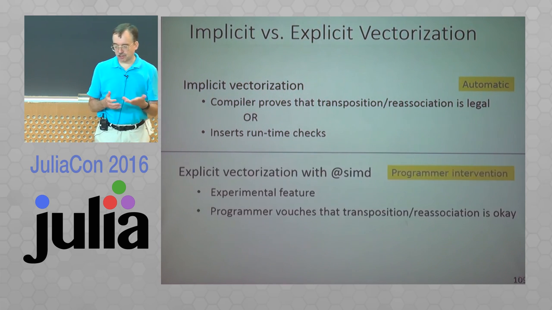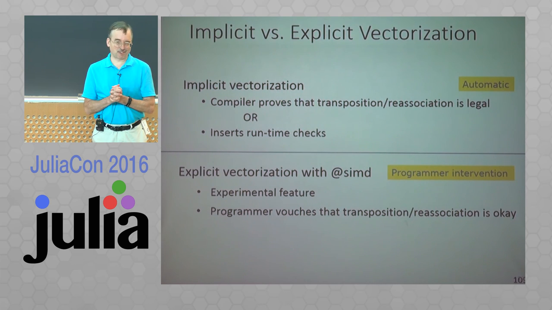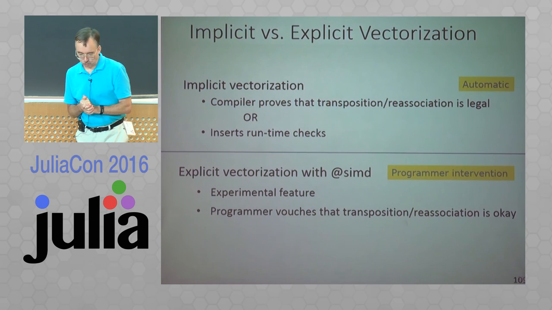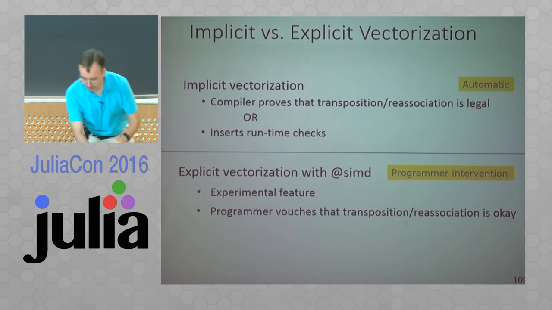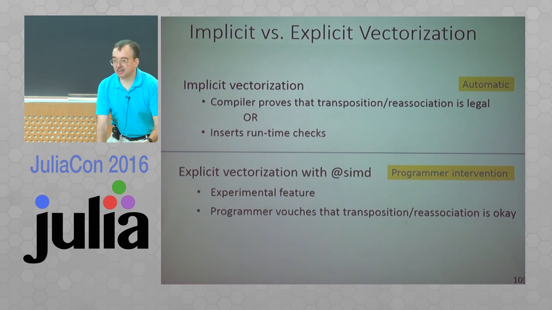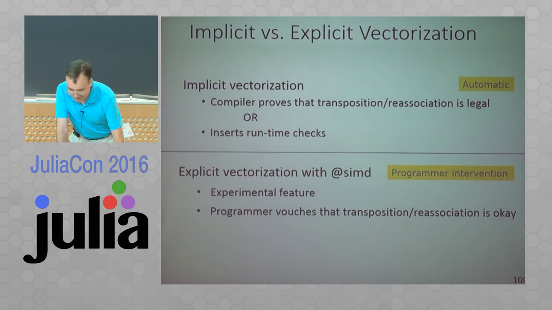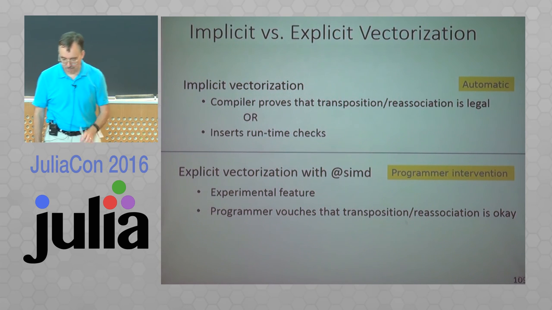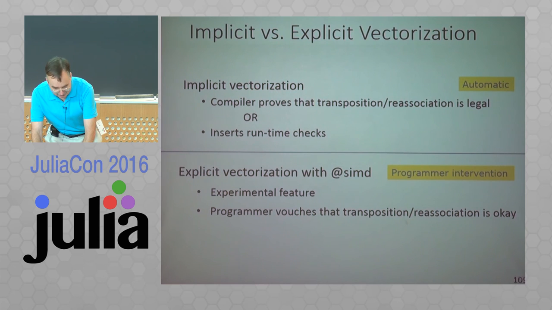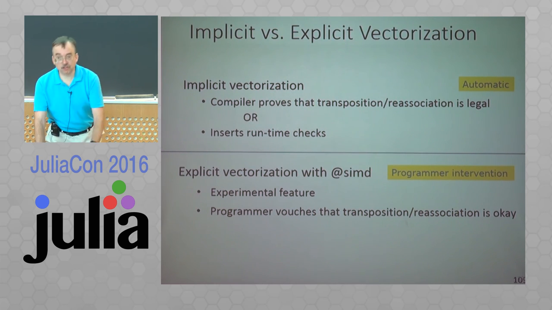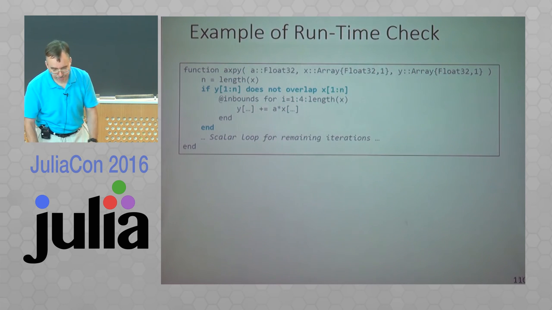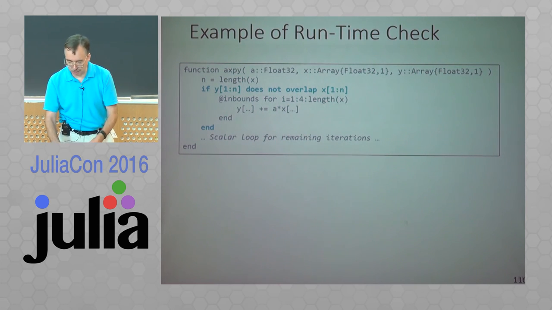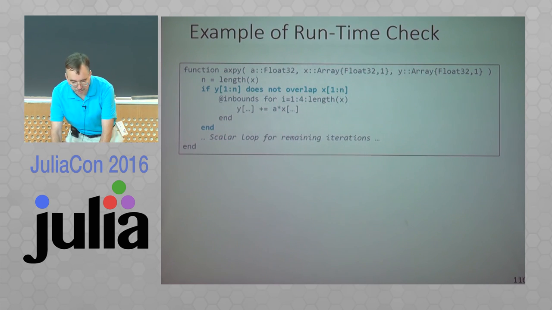Okay, explicit vectorization. When you mark something with @simd, the programmer is saying, trust me, it's okay, it's legal. Now this slide is out of date. It says experimental feature. I think we've had it in two releases now. It's there. There was concern initially. So when you write @simd, you're saying that the individual loop iterations are independent. Go to it. The compiler may still say it's not profitable and reject it. So here's an example, just quickly. The compiler sometimes will do automatic SIMD with a runtime check.